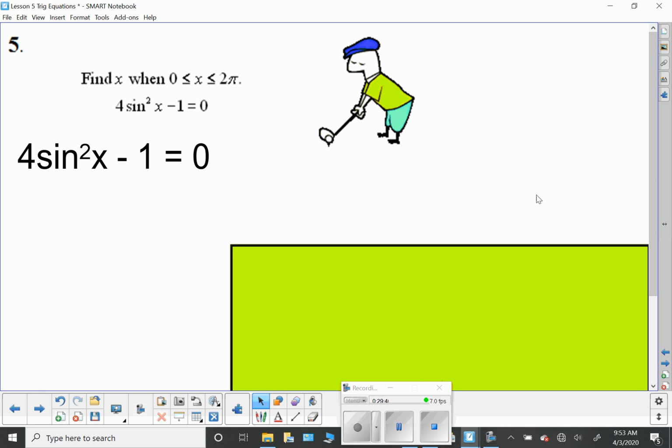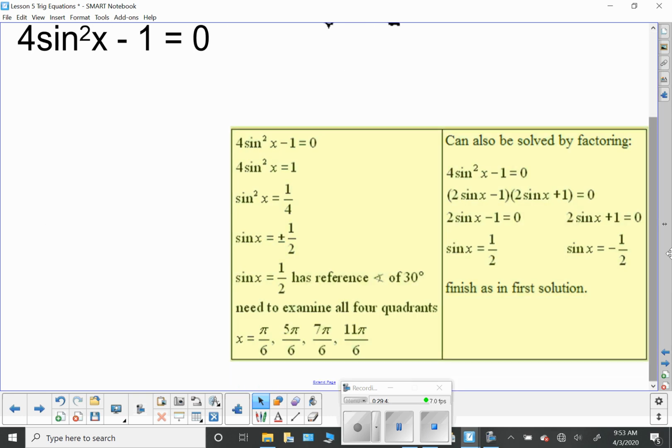Okay, take a look. What do you see? Notice this one's not bad, and I've shown both ways. You can factor it, you can solve it by taking square roots or by factoring. Either way, you're going to get the entire pi over 6 family.